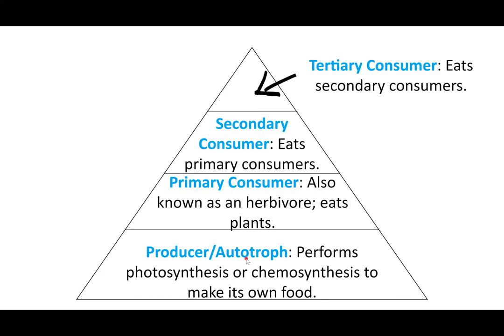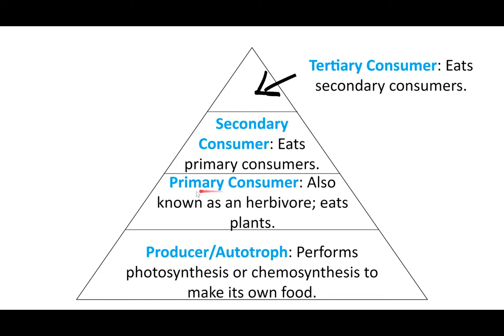Remember, producers or autotrophs perform photosynthesis or chemosynthesis to make their own food. So photosynthesis is autotrophs using sunlight energy to create their own food. Chemotrophs use chemosynthesis to take chemicals and make their own food. But both of these are types of producers because they are making their own food, and therefore they will always go at the bottom or the beginning of a food chain.